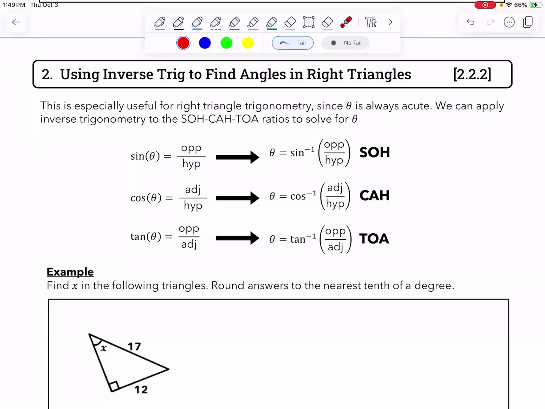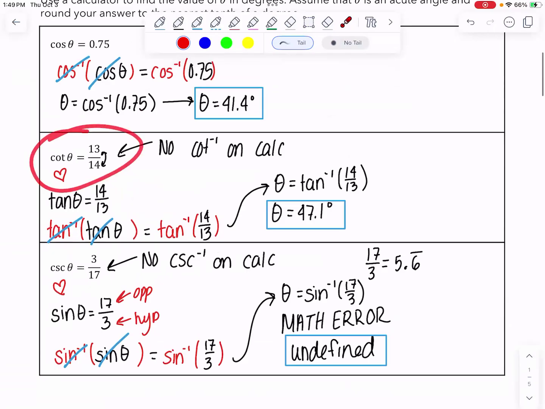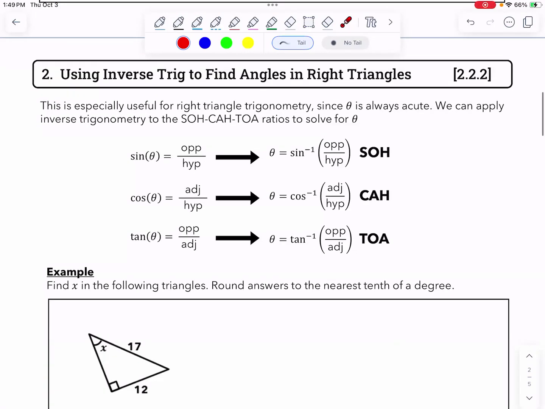Using inverse trig to find angles in right triangles. All right, so in the previous video, we talked about solving for theta when we had a basic equation like this and that we knew theta was acute. Well, if theta is acute, that's good news for us because in a right triangle, there are two acute angles, and they're the only angles we really care about in the right triangle. So if we know how to solve a basic trig equation, if we can solve for theta, then we're able to do that with right triangles and find angles in right triangles when we previously couldn't.